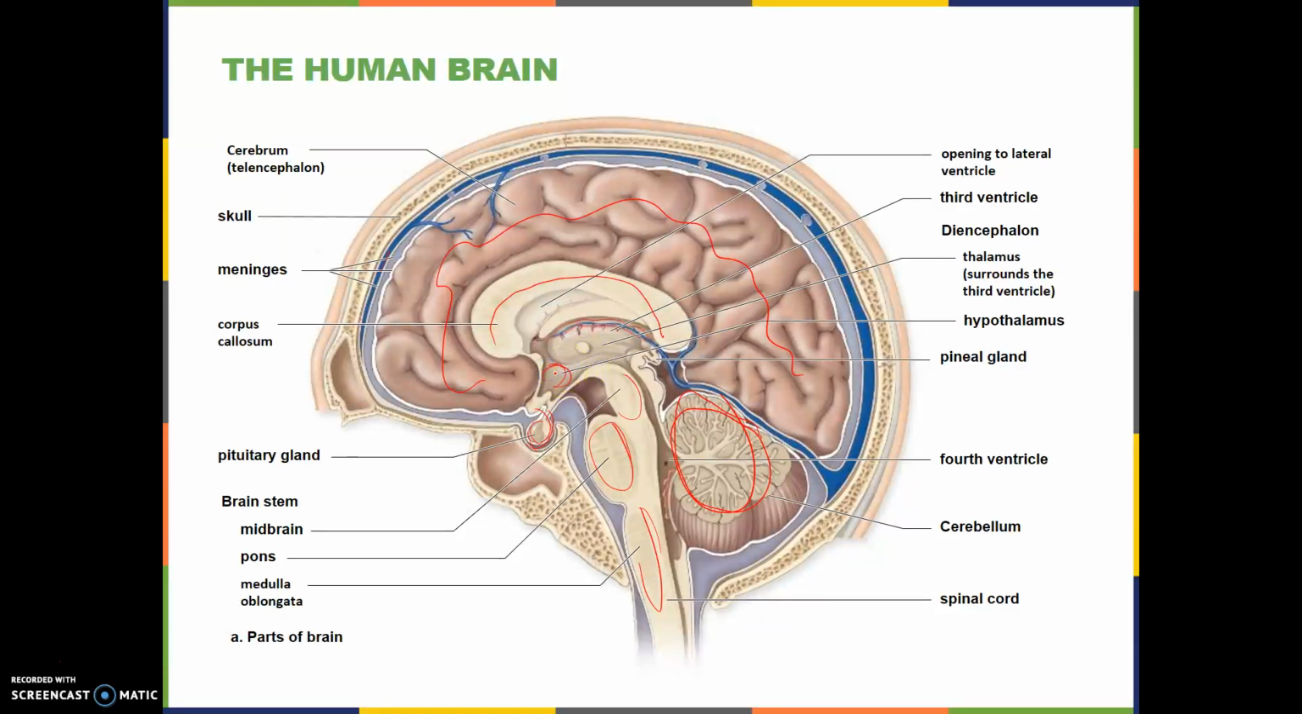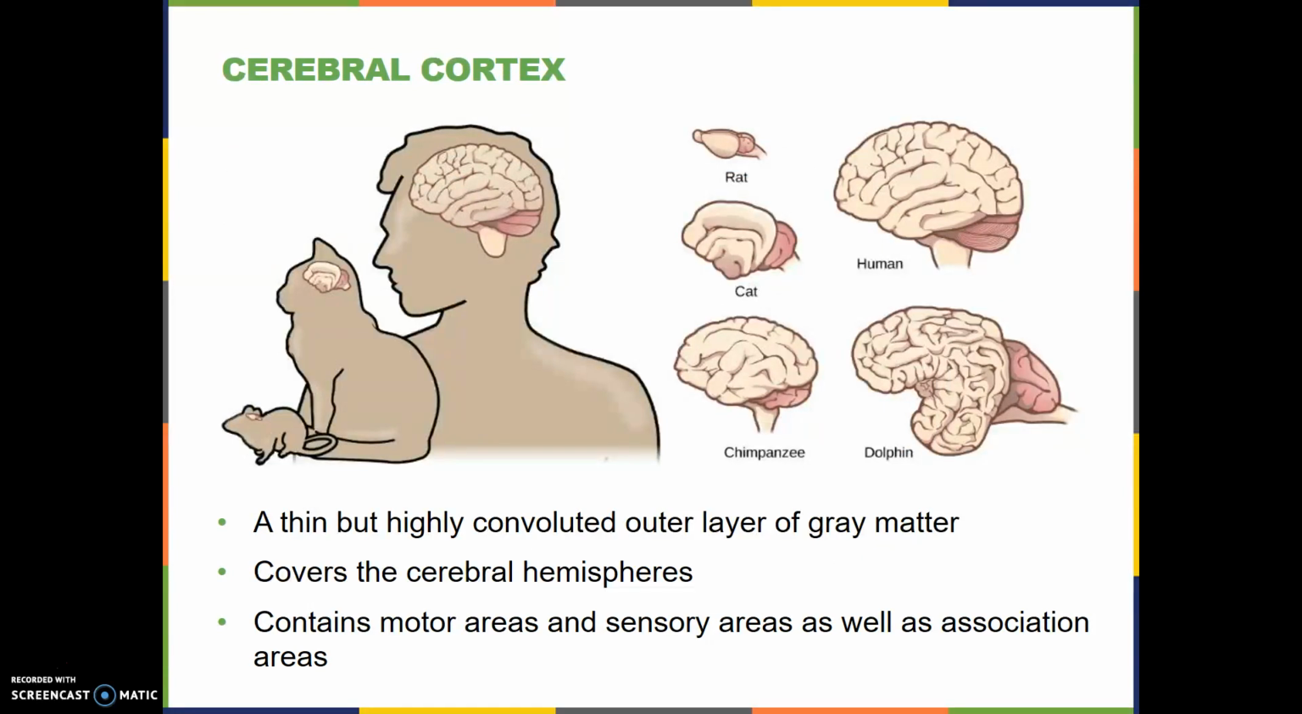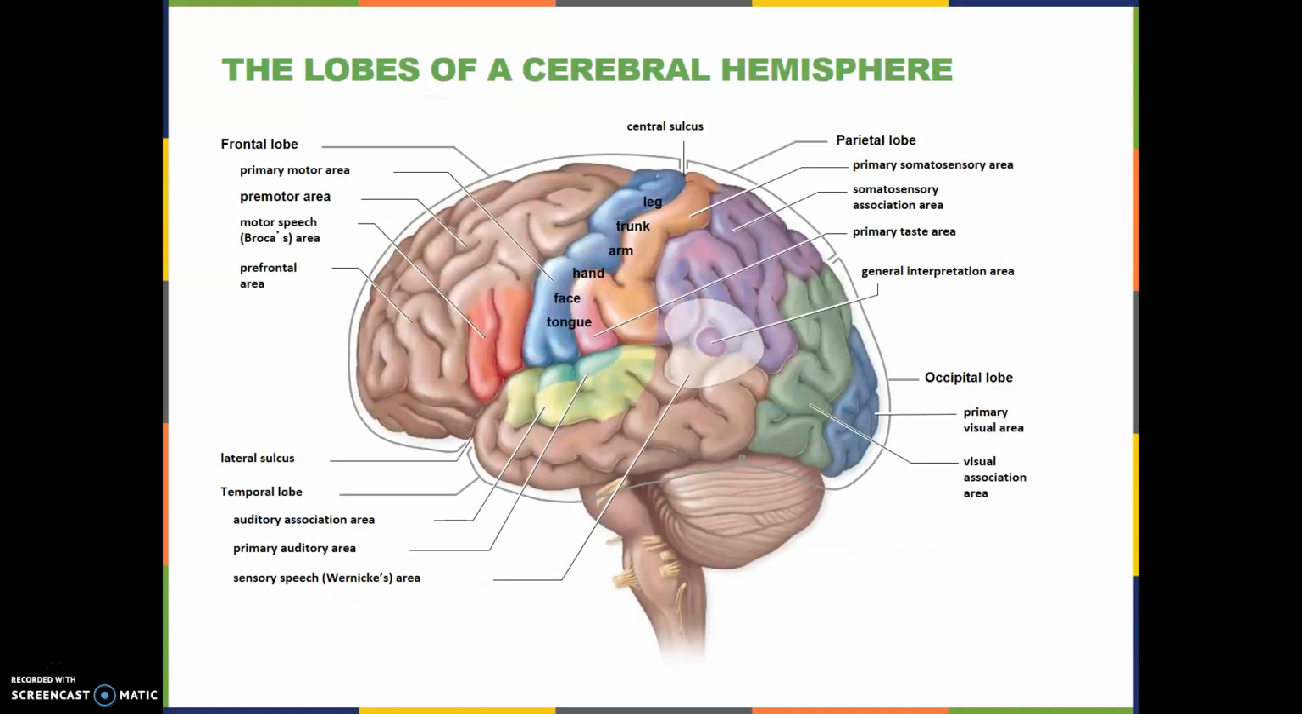Hypothalamus right there. Okay, so starting with the cerebral cortex, which is a thin outer layer that covers the cerebrum. Cortex of any organ is the outer layer. It is gray matter. It covers the cerebrum, or the cerebral hemispheres. It contains motor areas, sensory areas, and association areas. And you can see the different areas and what they control labeled here of the cerebral cortex.